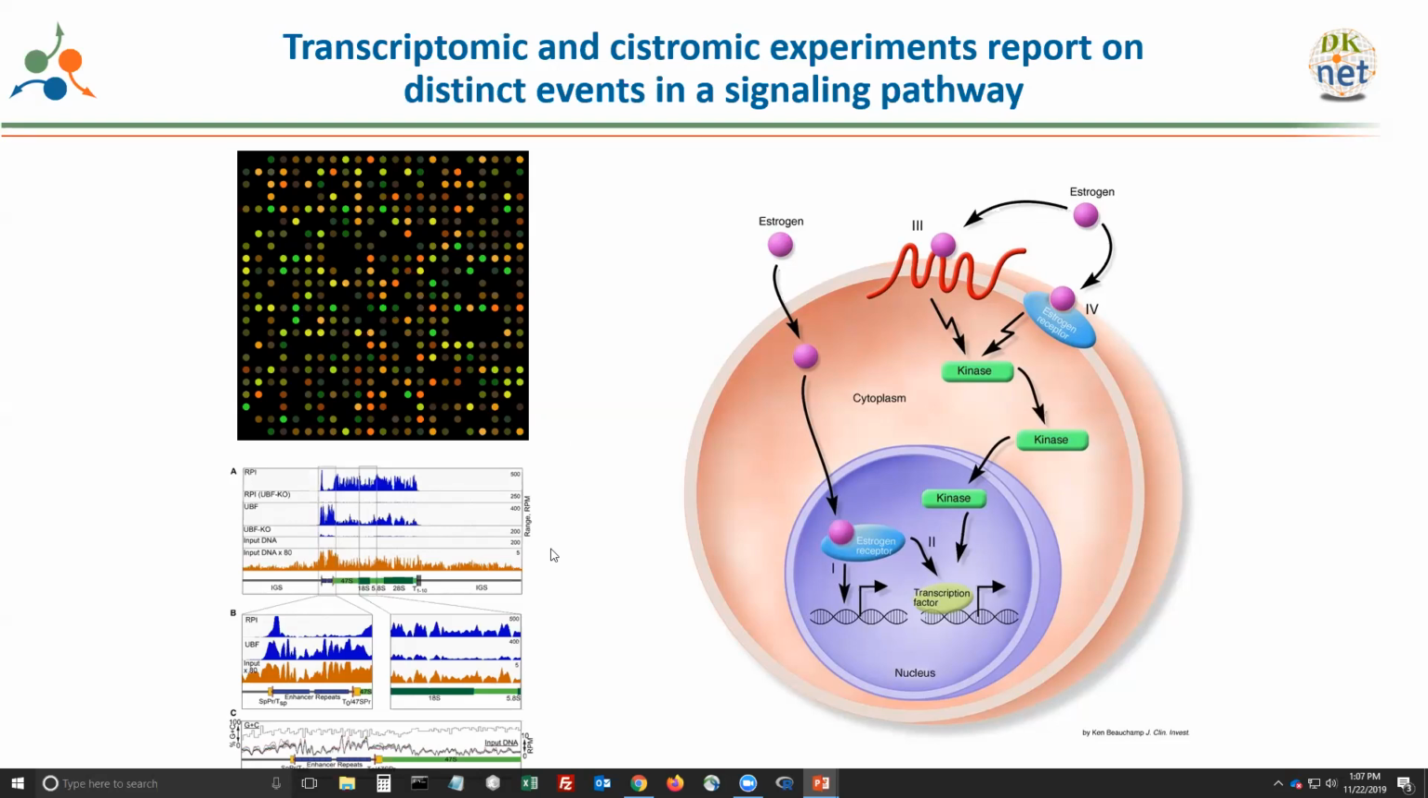But what's important to remember is that a specific signal can have multiple mechanisms of action. And so by combining the transcriptomic with the cistromic experiments in a single resource, SPP enables researchers to focus in on specific mechanisms that might be mediating a specific signal.